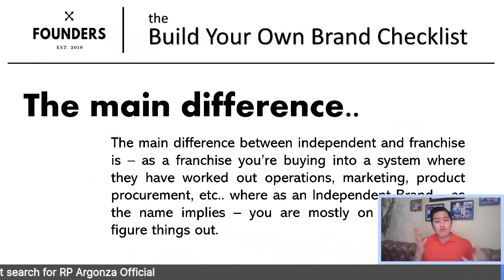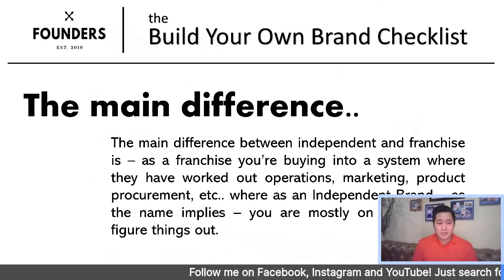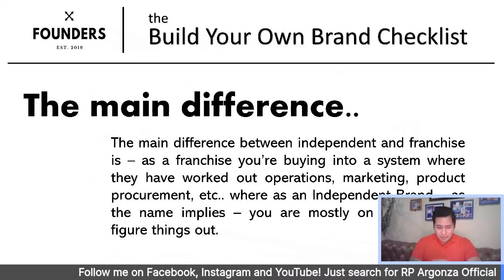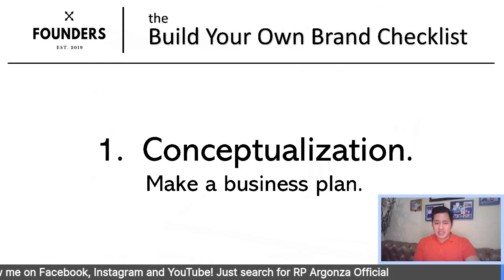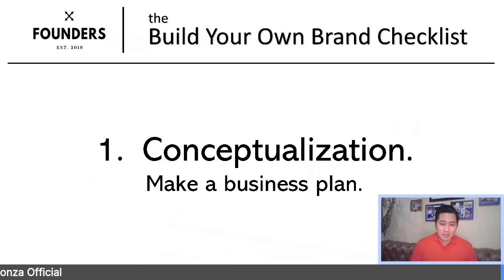That is my take on what you should do, whether you should go with the franchising route or the independent brand route. Okay? So with that out of the way, let's go on with the checklist, with number one being conceptualization, or making a business plan.